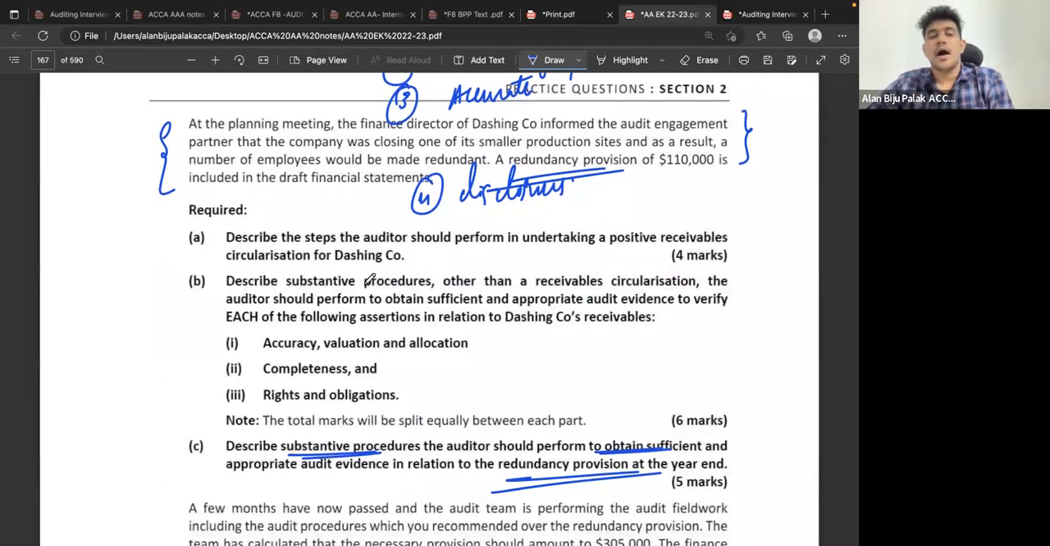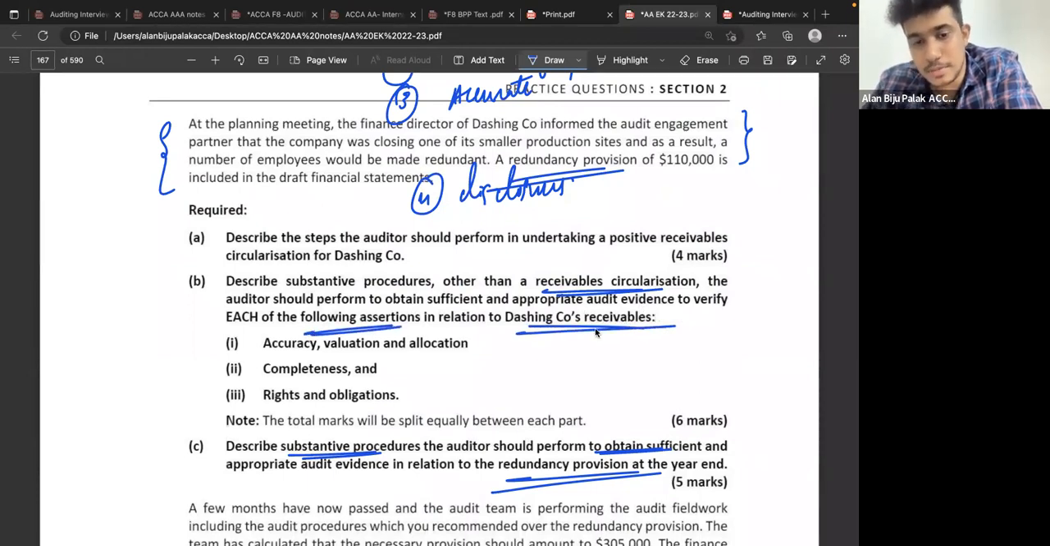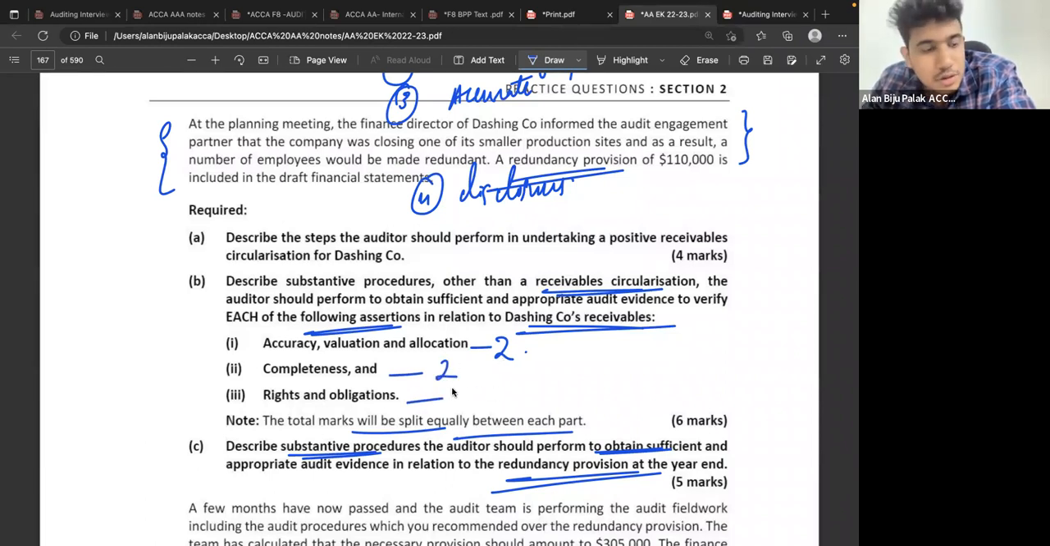Then they have told us that we need to describe the substantive procedures, other than receivable circularization, the auditor should perform to obtain sufficient appropriate audit evidence to verify each of the following assertions in relation to Dashing Company's receivables. So they have told us to write any two substantives to confirm accuracy, valuation and allocation, and the mark will be split equally between each part. They have also asked us to write substantive procedures in relation to Dashing Company's receivables for completeness, and for rights and obligations. So 2 points from accuracy valuation allocation, 2 points of completeness, and 2 points of rights and obligations.